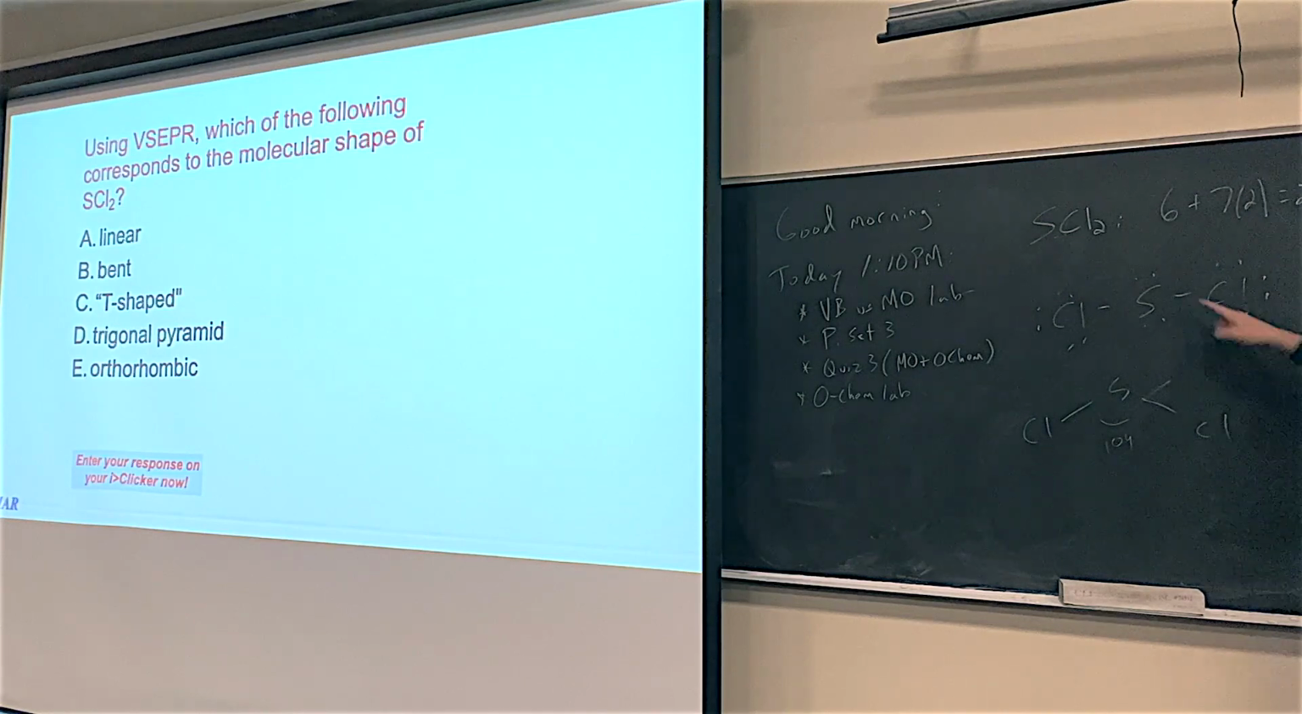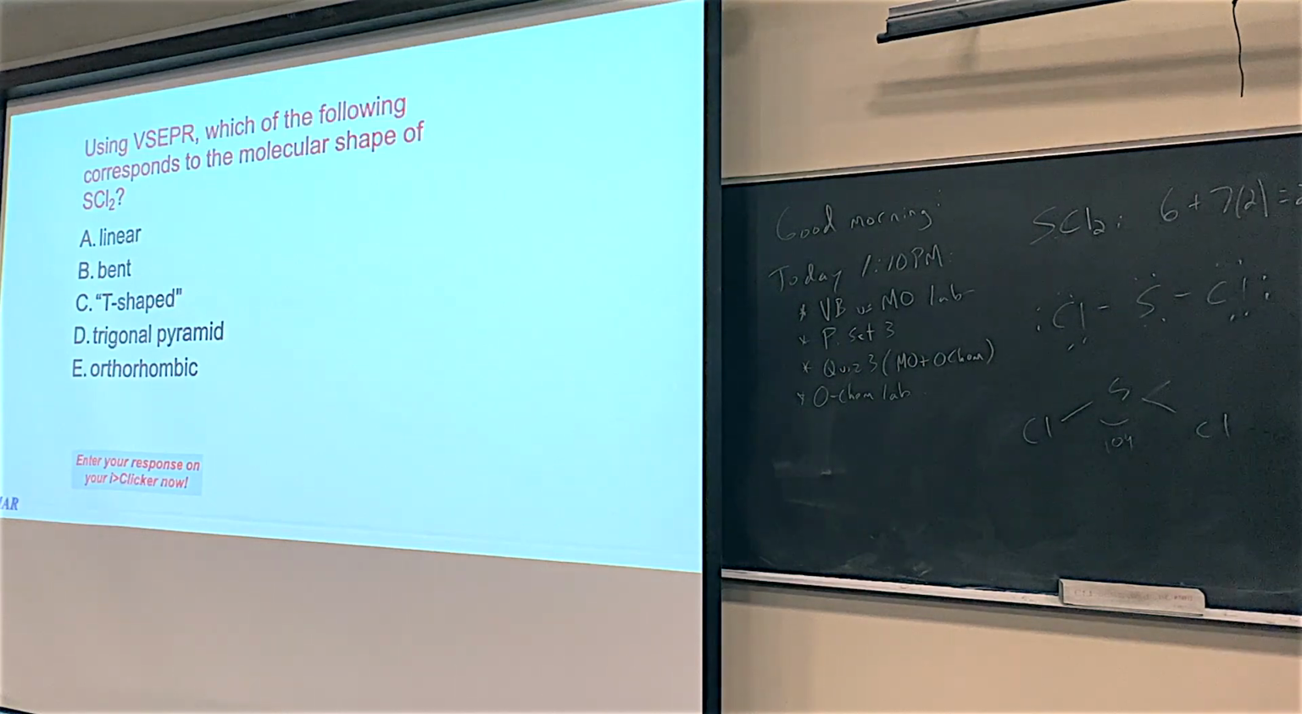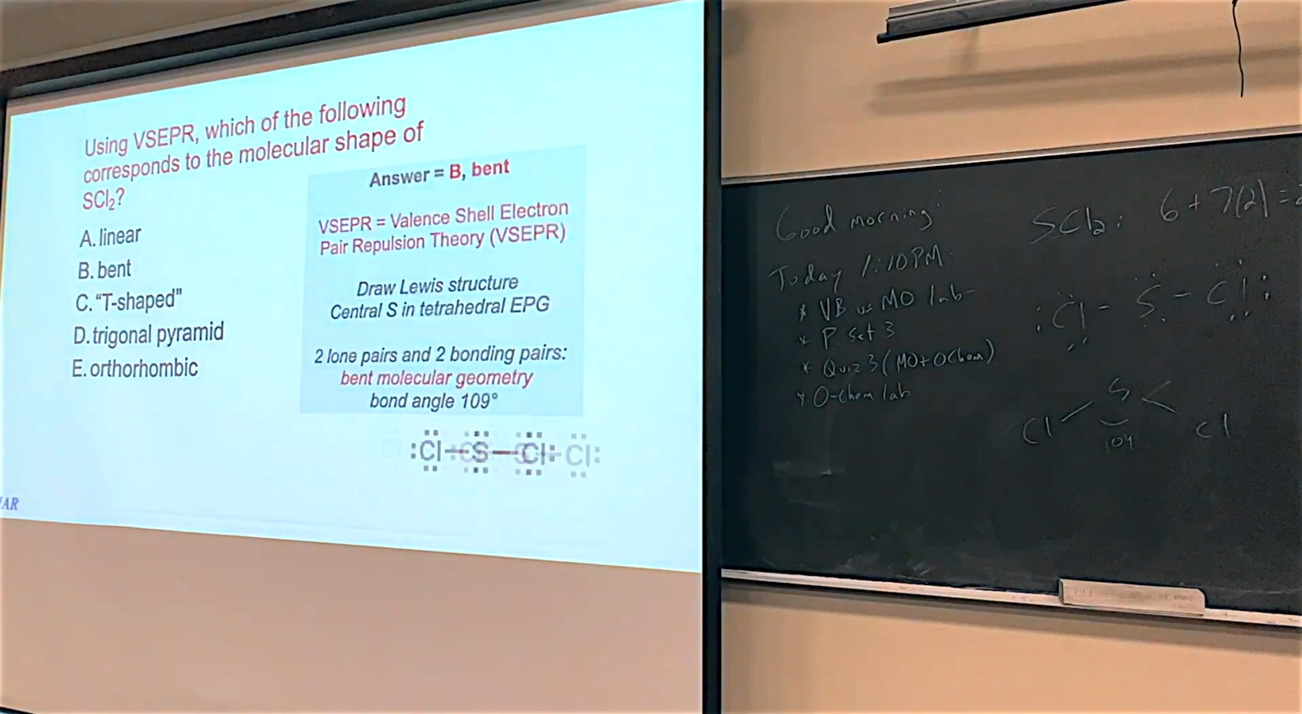EPG would be tetrahedral. 1, 2, 3, 4 clouds want to be as far apart as possible. 109 is better than 180s and 90s, which you'd have in a linear. Now, if you have tetrahedral and two lone pairs, then the molecular geometry, which again is going to be something like that, is referred to as bent.